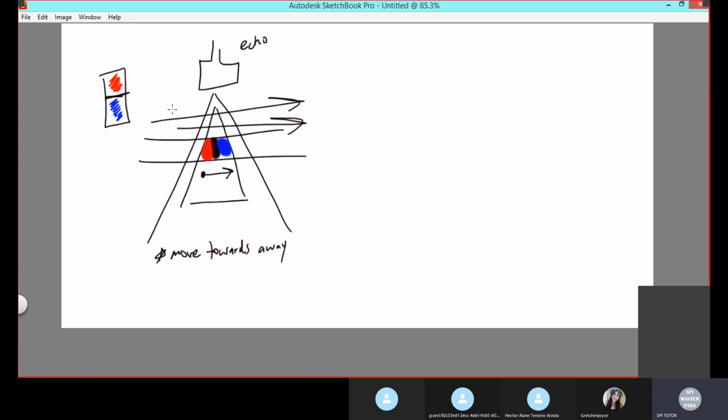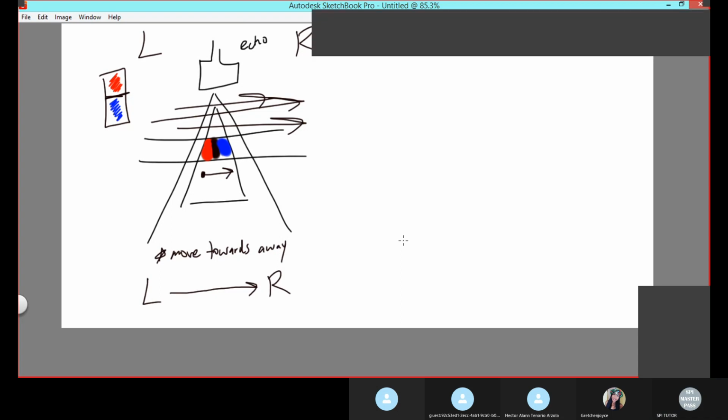My blood is going like this. And in the book, they tell you that this is your left side and this is your right side. So when you want to say what is my direction of flow, you would say my flow is moving from the left side towards the right side. That is my direction of flow. Does this make sense?